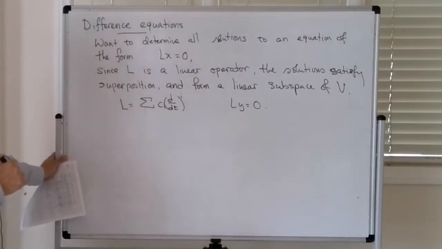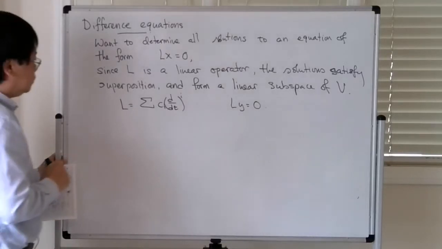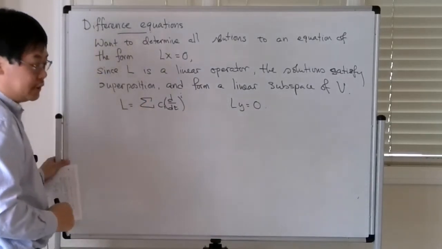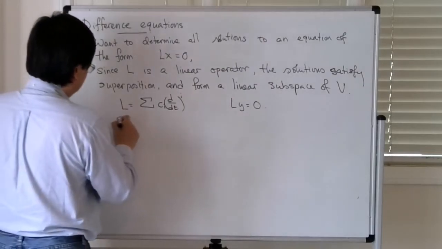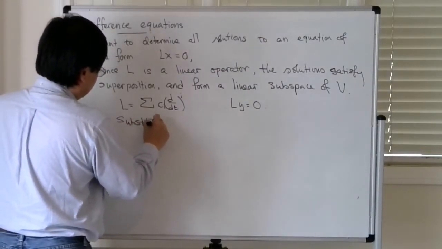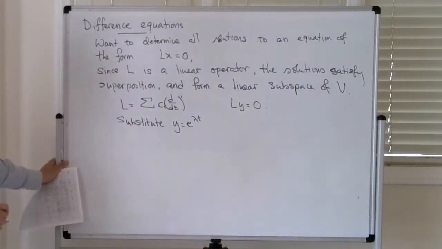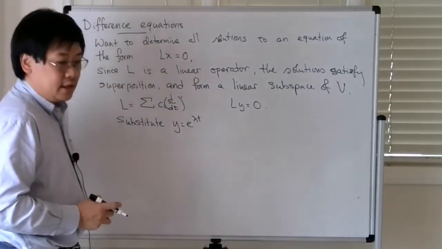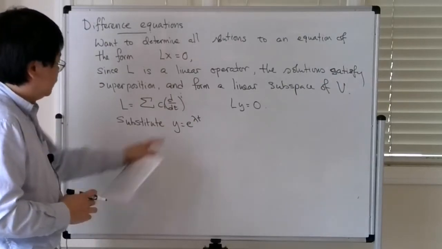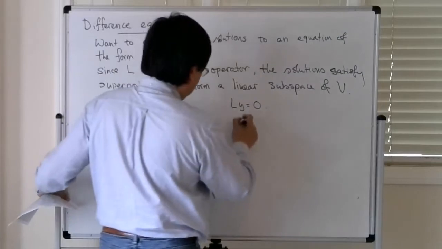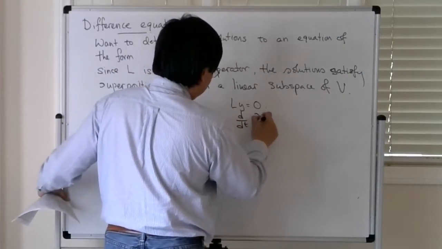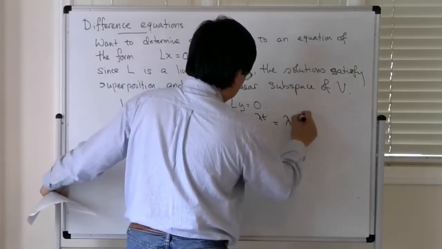If you recall, the way you get at the characteristic equation for a linear constant coefficient differential equation is you substitute y equals e to the lambda t. You might ask what is special about y equals e to the lambda t. The main observation is that y equals e to the lambda t is the eigenfunction associated with the time derivative operator. What I mean by that is, if you take the time derivative of e to the lambda t, you'll see that it's lambda e to the lambda t.